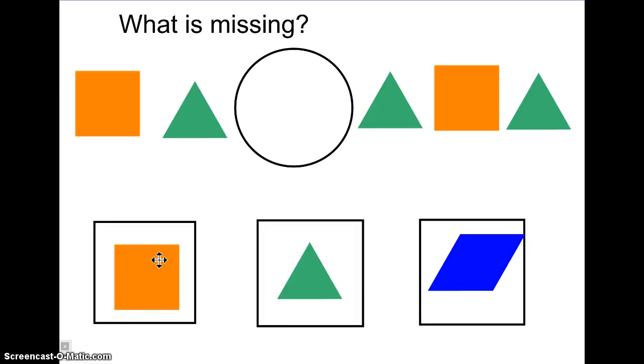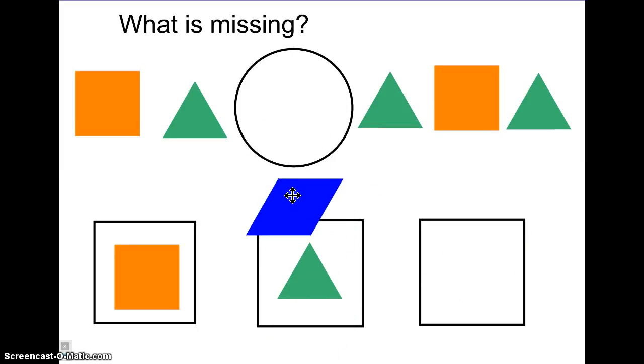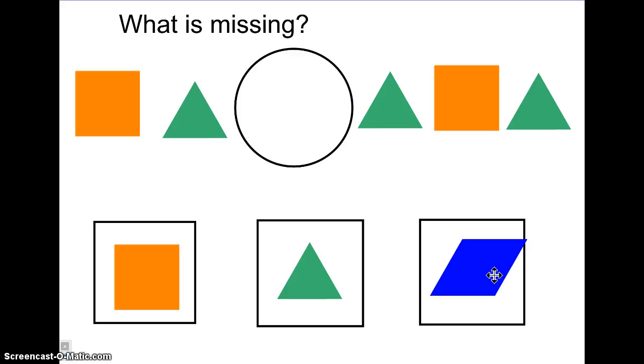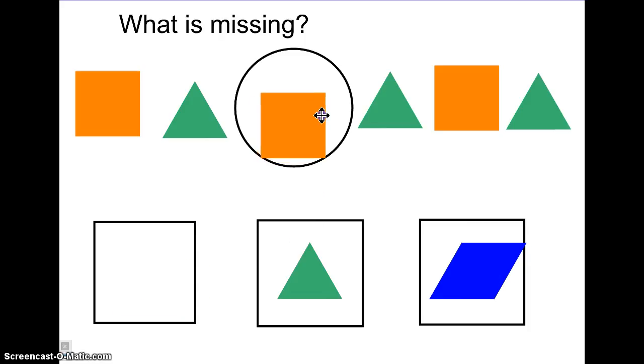What is missing? Place a shape from each of the 3 squares at the bottom and have the students tell you which one belongs. For example, does this belong, students? The answer should be no. But the square belongs in the sequence.